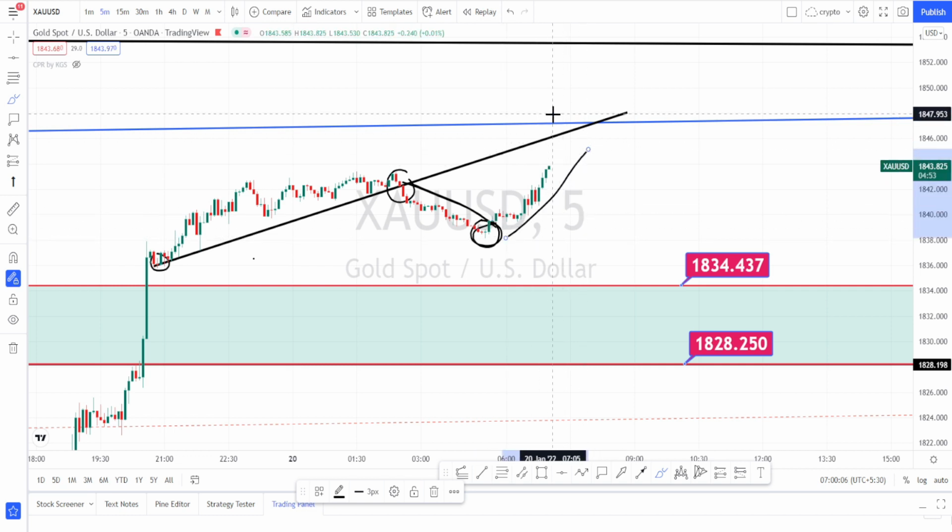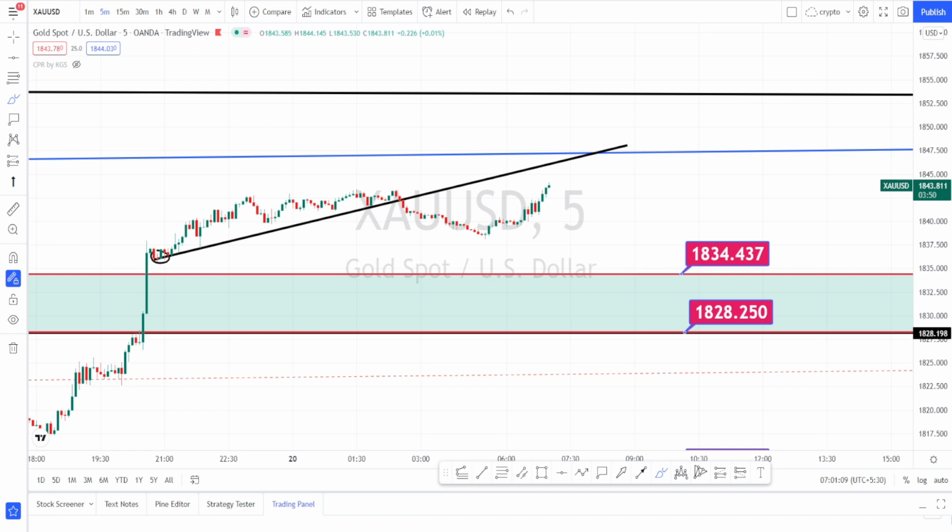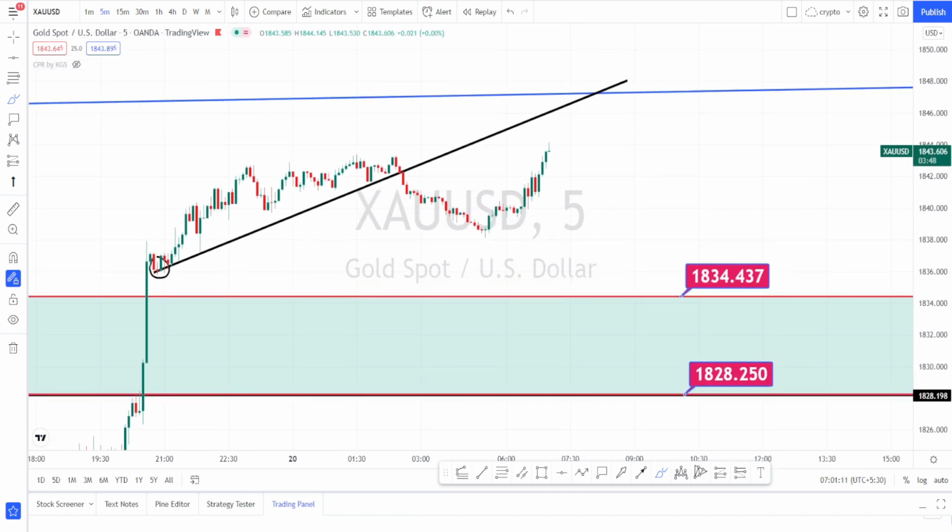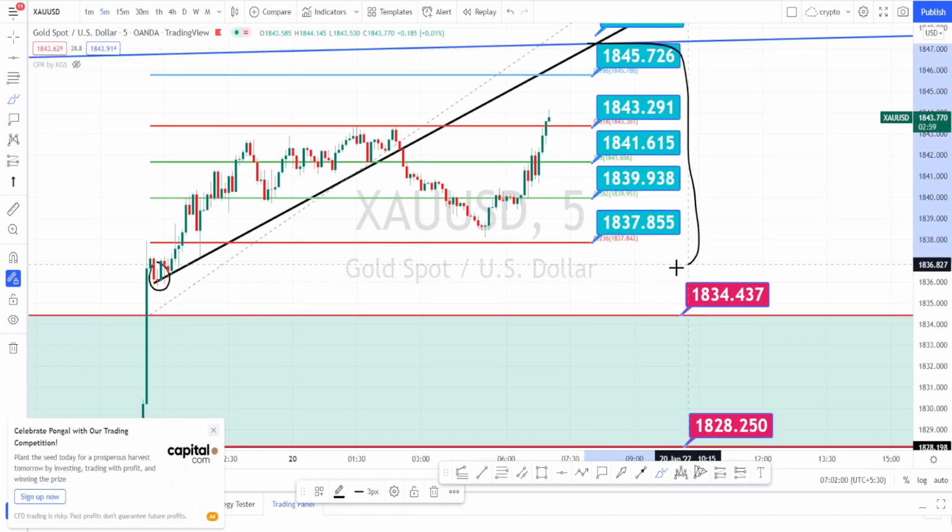So I am expecting a bullish trend to continue again to test this trend line. This will be acting as a resistance line for now. We can expect it to test this trend line or the bullish channel pattern resistance line from the daily time frame and a retracement to happen. Let us mark the support and resistance levels. So these are all the support and resistance levels in 5 minutes time frame.